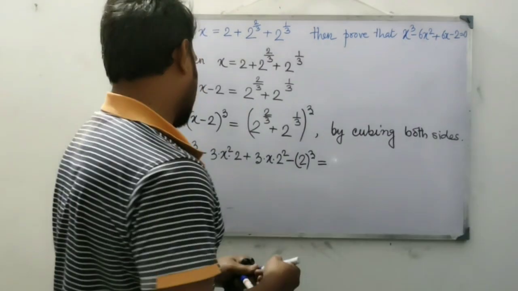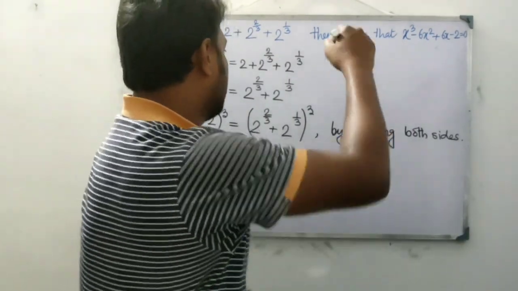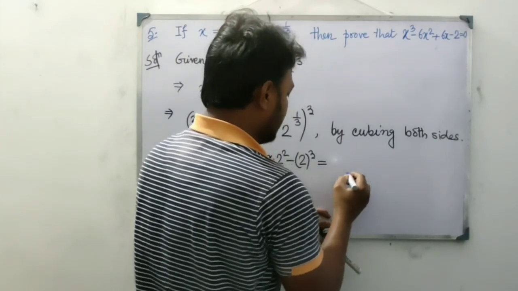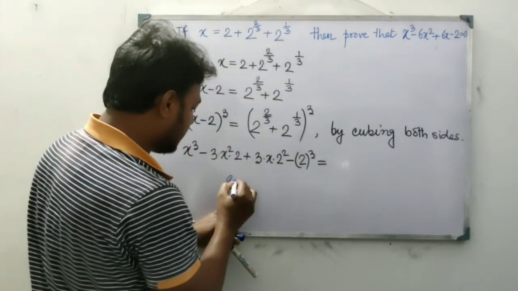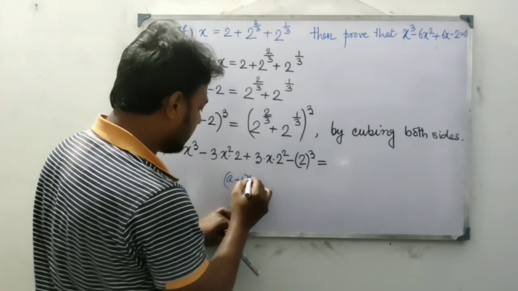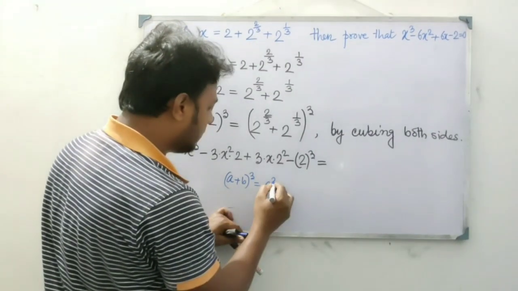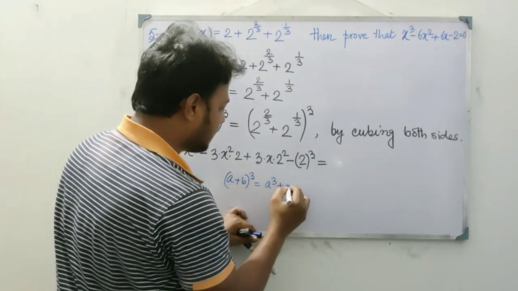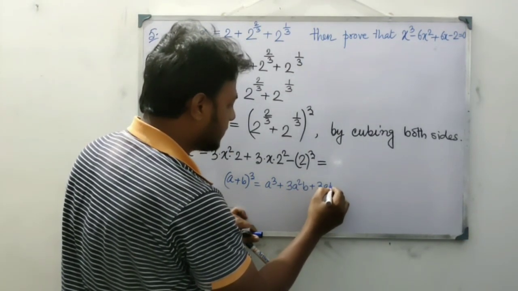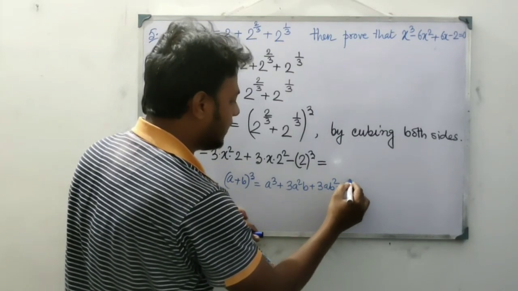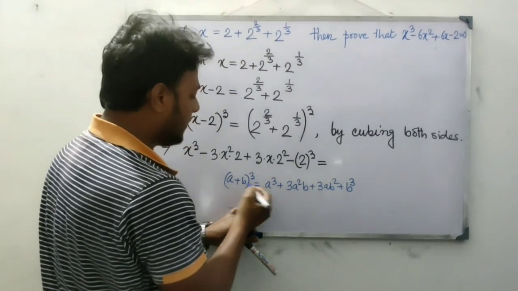Okay, and I am expanding. Look at the board. Suppose, first, remind it that (a plus b) whole cube was what? (a plus b) whole cube can be written as a cube plus 3a square b plus 3ab square plus b cube. This is the identity for (a plus b) whole cube.